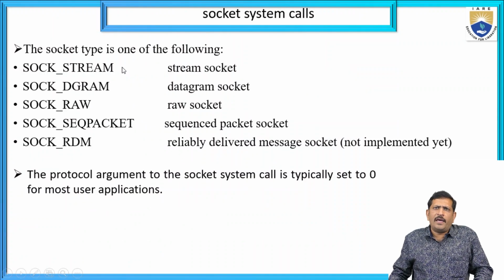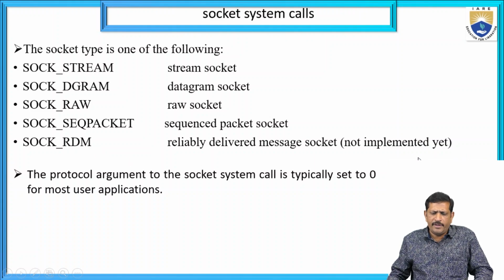Here, the socket type is one of the following: a stream socket, which we say as SOCK_STREAM; datagram socket, SOCK_DGRAM; raw socket, SOCK_RAW; sequenced packet sockets, SOCK_SEQPACKET; reliable delivery message sockets, SOCK_RDM. RDM means reliable delivery message sockets, not implemented yet. The protocol argument to the socket system call is typically set to 0 for most user applications.